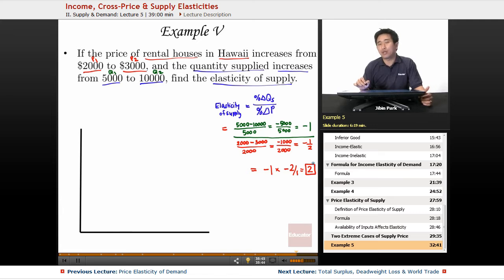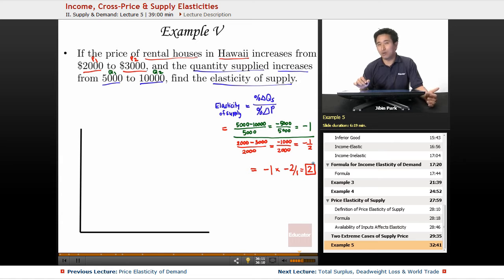Now what does that mean? What that means is that assume that the people that are renting their houses in Hawaii, as a whole, they're only willing to rent out their houses if the price of the rentals are fairly high. So the other alternative is to stay in their house and live there rather than rent it out.